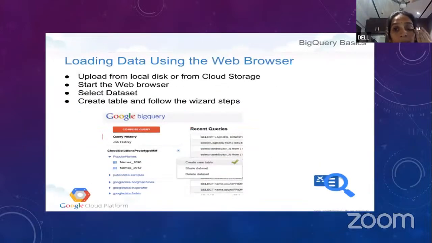Loading data using the web browser. So how can we load the data using the web browser? Upload from local disk or from Google Cloud Storage: start the web browser, select dataset, create table, and follow the wizard steps. I will show you lastly how Google Cloud BigQuery looks. So once you open the web browser, we can load our data into cloud storage, and then from cloud storage, we can load the data into BigQuery.